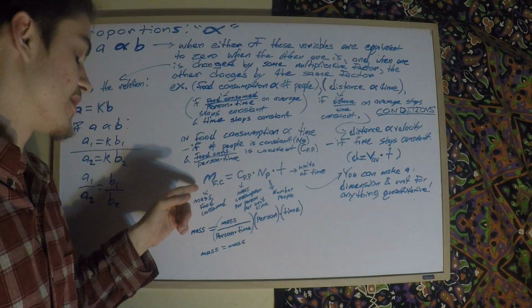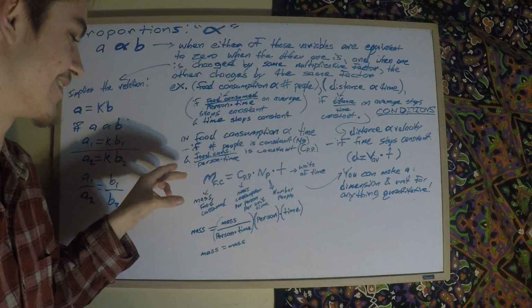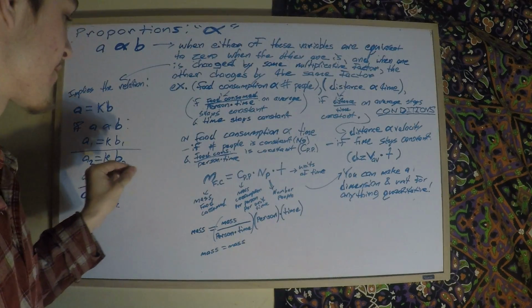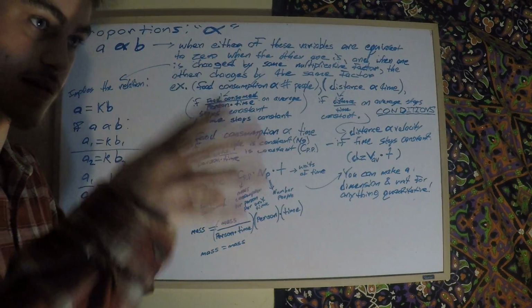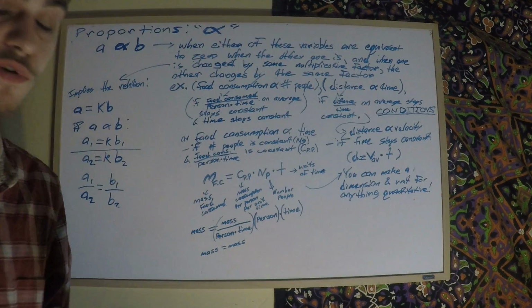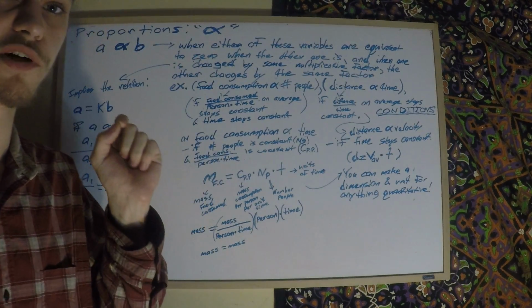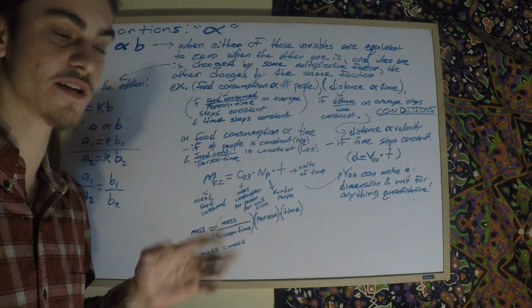So what that means is you can come up with a formula from this that says mass of food consumed is about equal to the mass consumption of food per person per unit time, multiplied by the number of people, multiplied by the time period over which you're considering this.